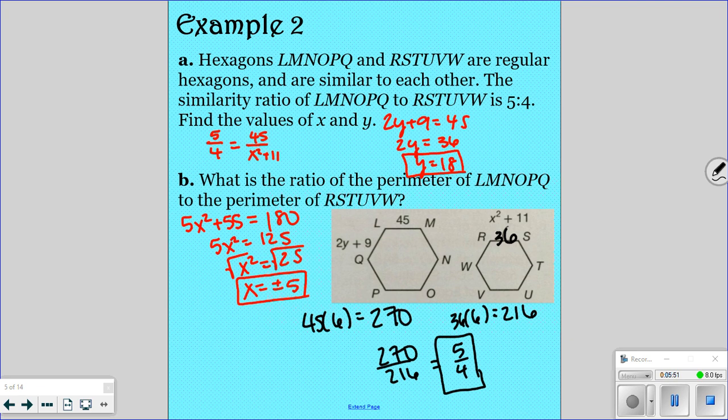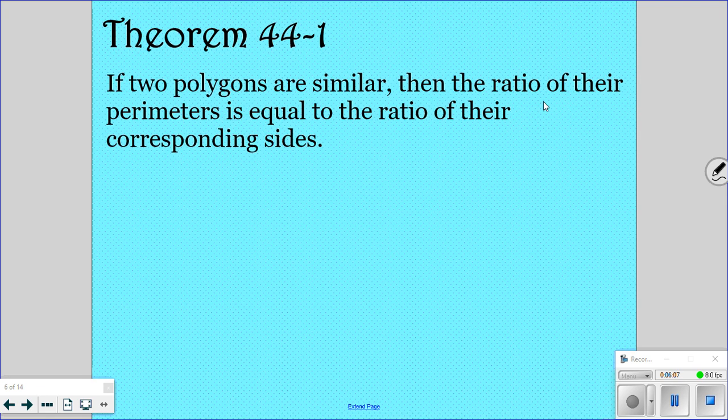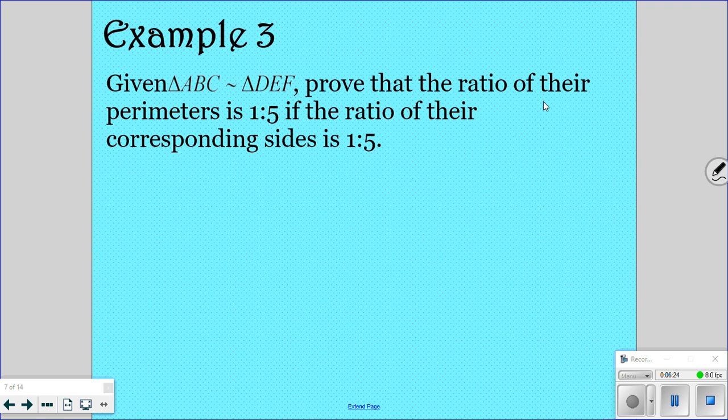What do you notice about that number? It is also the similarity ratio, or the scale factor. Your ratio of your sides is always going to be the same as the ratio of the perimeters, which is what this theorem 44.1 says. If two polygons are similar, then the ratio of their perimeters is equal to the ratio of the corresponding sides. So let's look here. We want to prove that the ratio of the perimeters is 1 to 5 if the ratio of the corresponding sides is also 1 to 5. So the first thing that you're going to do is make your two-column proof.